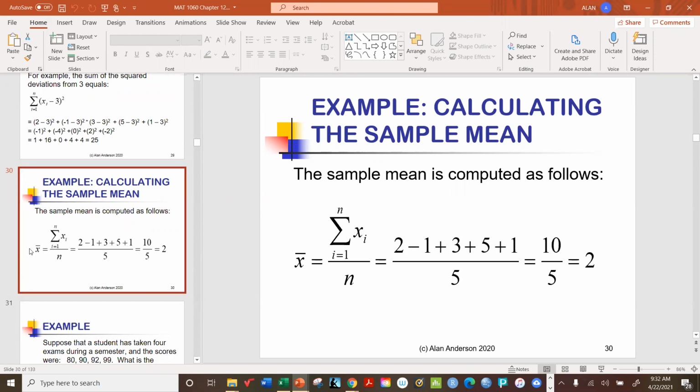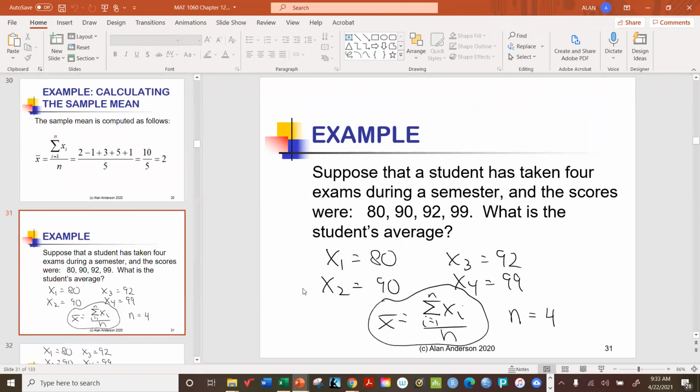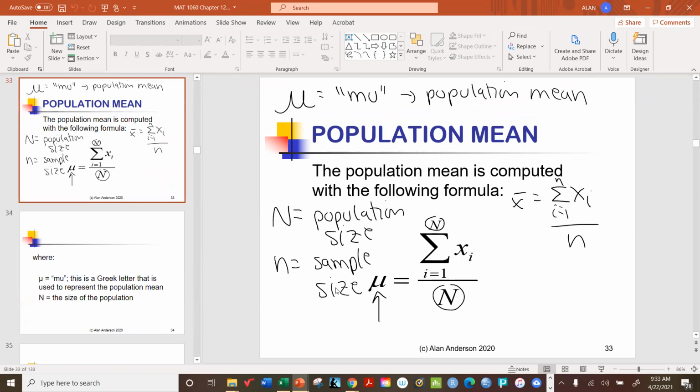Then we also noted that there's a separate formula for the population mean, and the only way it's different is in the notation. There are 2 major changes. We have the Greek letter mu that now represents the population mean, and from now on we're going to use capital N's to represent population sizes.